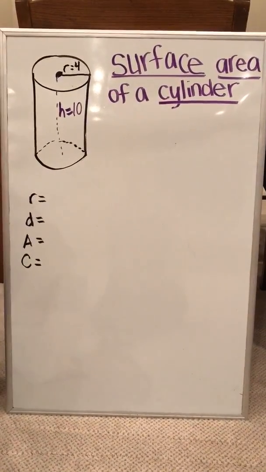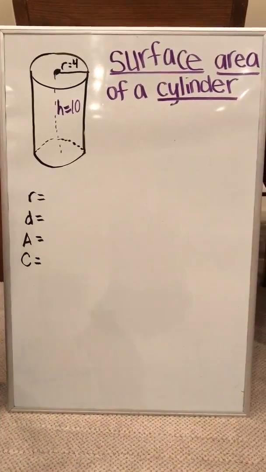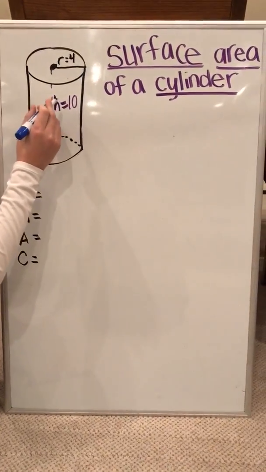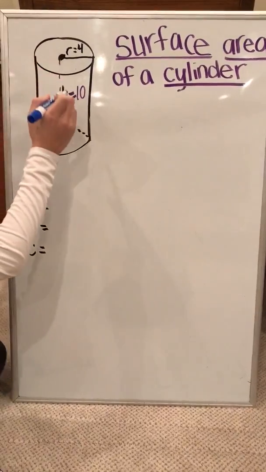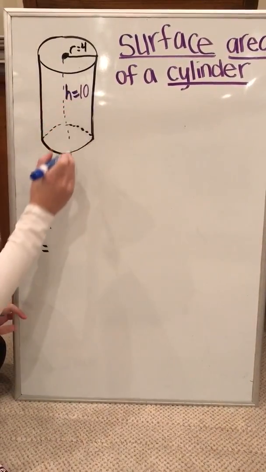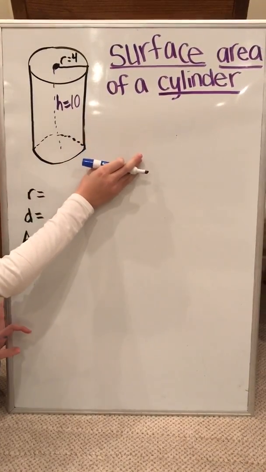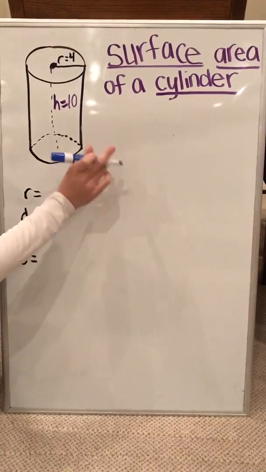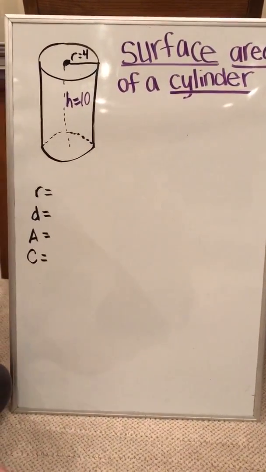Okay, so today's lesson is on the surface area of a cylinder. This is a cylinder that we have today. We're given the radius, which is 4, and then we're given the height, which is 10. And then we're asked to find the surface area of a cylinder. So Jack, what shapes does the surface area of a cylinder contain? Can you show us with our actual 3D cylinder, please?